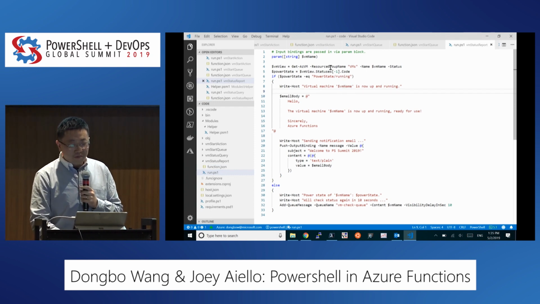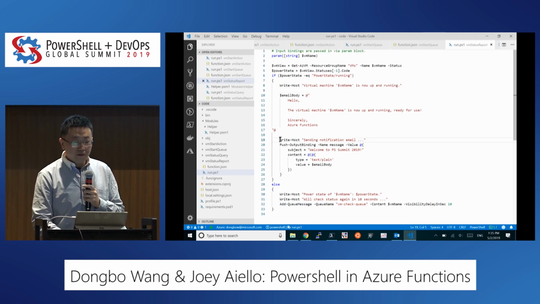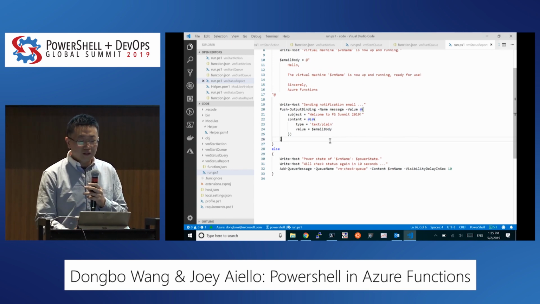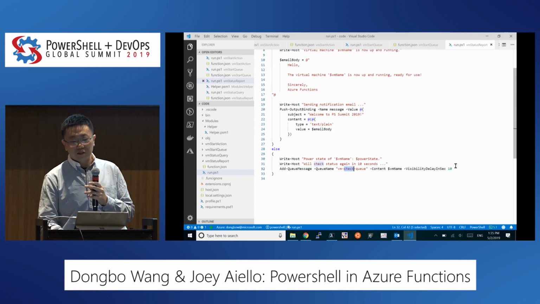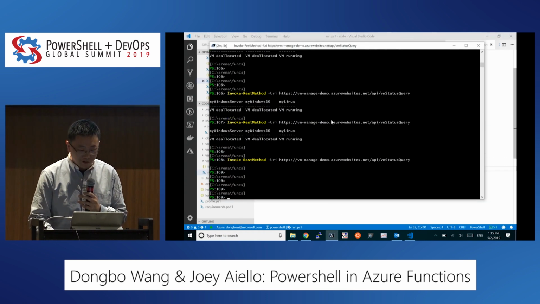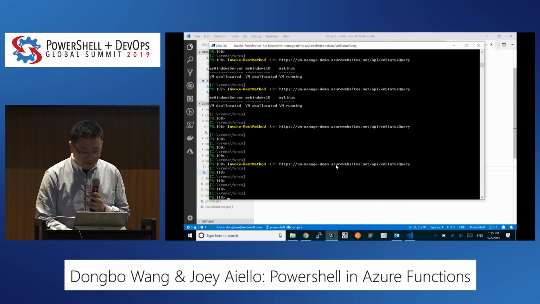Yep. So in the status report, you check the status of the VM, and if it has finally started up, you send this email using the SendGrid out binding. If it's still in the starting up process, then it's going to queue another message onto the same queue so that it checks back in another 10 seconds. So okay, let me try to run it locally. Let's see if, nope, this is not coming back.